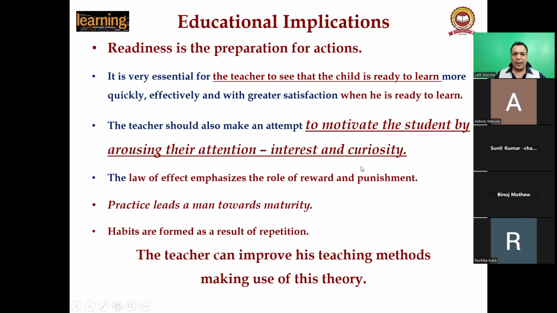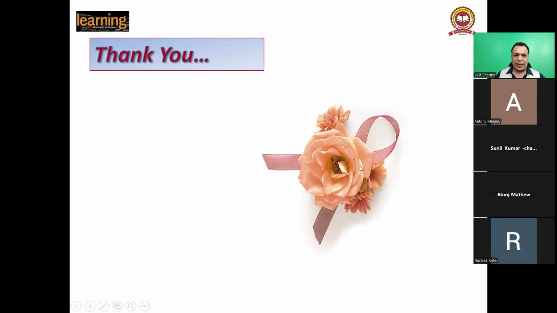This is called the trial and error theory of learning. Now we will discuss the second theory, which was given by Pavlov.